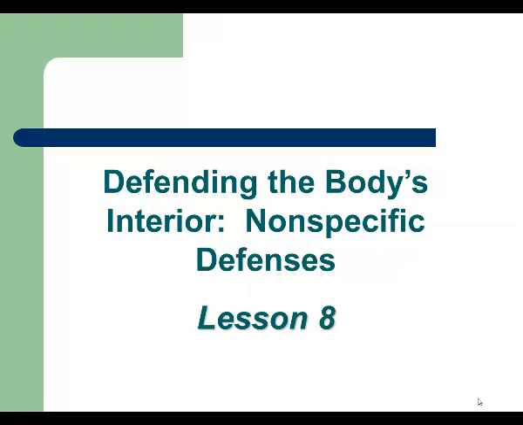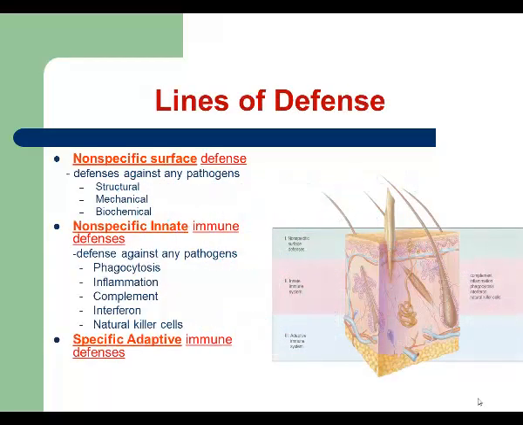Lecture number 8. In this lecture we're going to cover the structure of our immune system. Our immune system consists of 3 lines of defense. In the previous lecture we already talked about the first line. It's called non-specific surface defense, and it consists of 3 parts. It can be structural, mechanical, and biochemical.